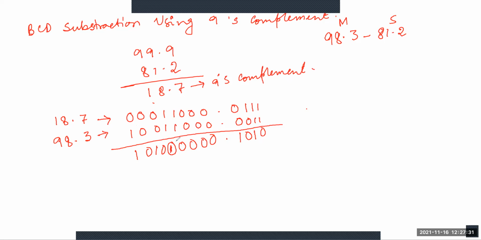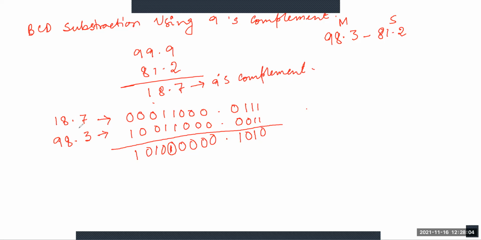Till now it is clear or not? Yes, sir. Can you explain the carry part once more? Here we have 18.7 and here 98.3. How many digits are there in 18.7? Three, 1, 8 and 7.